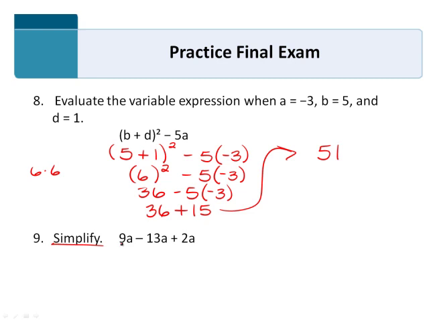So look at what you have here. You have 9 minus 13, a negative 13. So you're going to subtract there and keep the sign of the bigger number. So that's going to give you negative 4a plus 2a. Now a negative and a positive we subtract and keep the bigger sign, which would give you negative 2a.